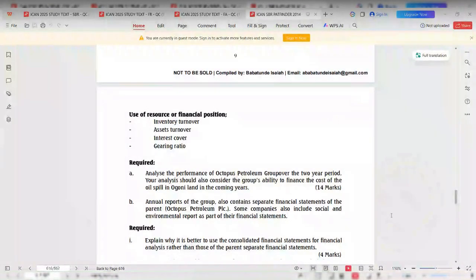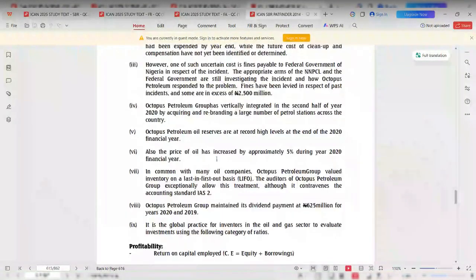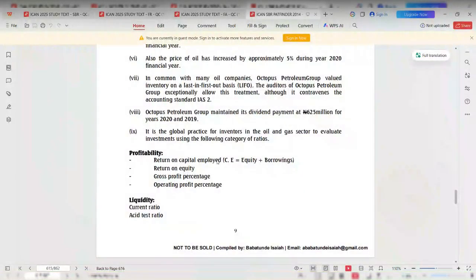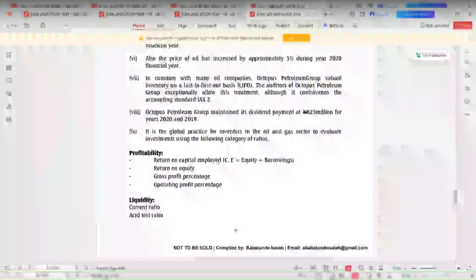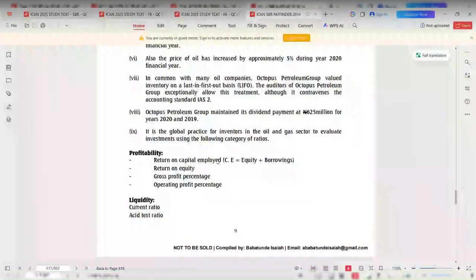Are we together? Yes. All right. So now, the first thing we are asked to calculate is the profitability. After the profitability, they asked us to calculate return on capital employed. Who can tell me the formula for return on capital employed? The formula for return on capital employed is profit before tax over capital employed times 100. Capital employed.